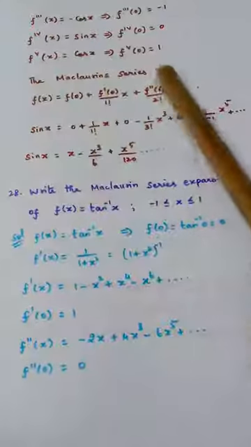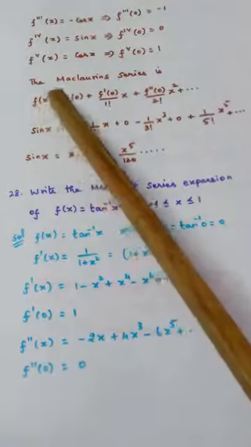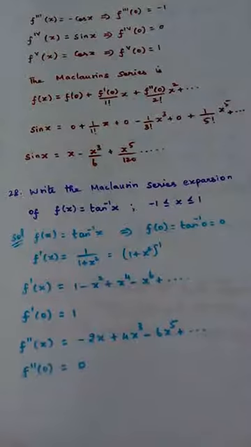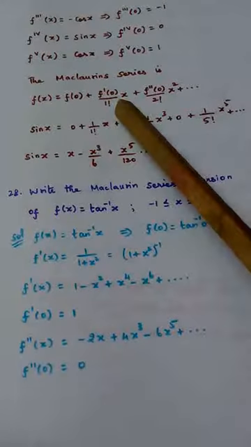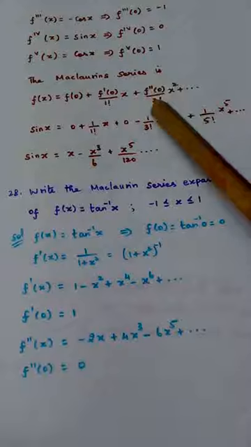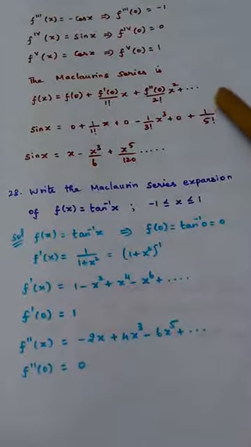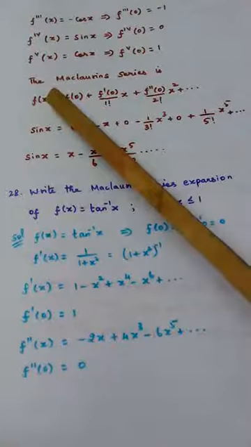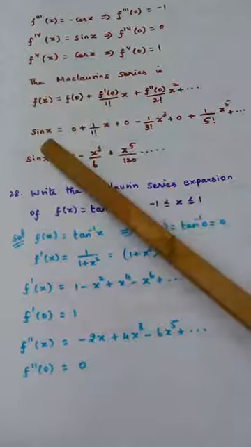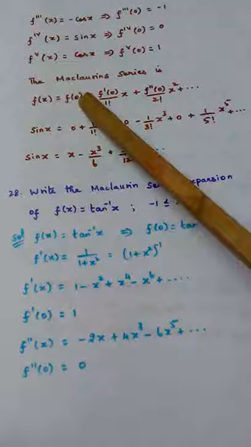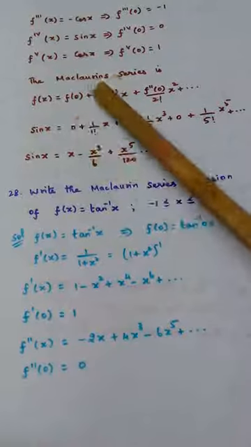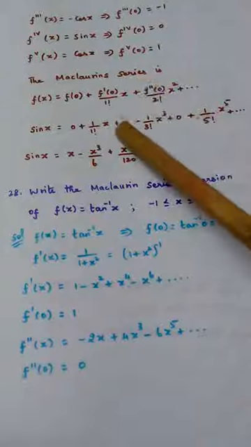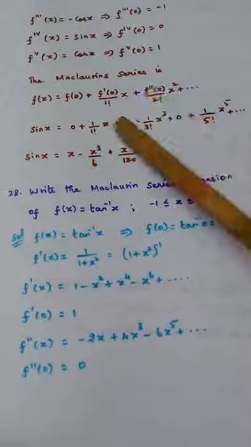The Maclaurin series expansion is f of x is equal to f of 0 plus f dash of 0 by 1 factorial into x plus f double dash of 0 by 2 factorial into x square plus it keeps on going. This is nothing but the Maclaurin series formula. The given function is sin x, so replace f of x by sin x. This value we found out as 0. f dash of 0 value is 1, so 1 by 1 factorial x. f double dash of 0 becomes 0, so this term fully becomes 0.